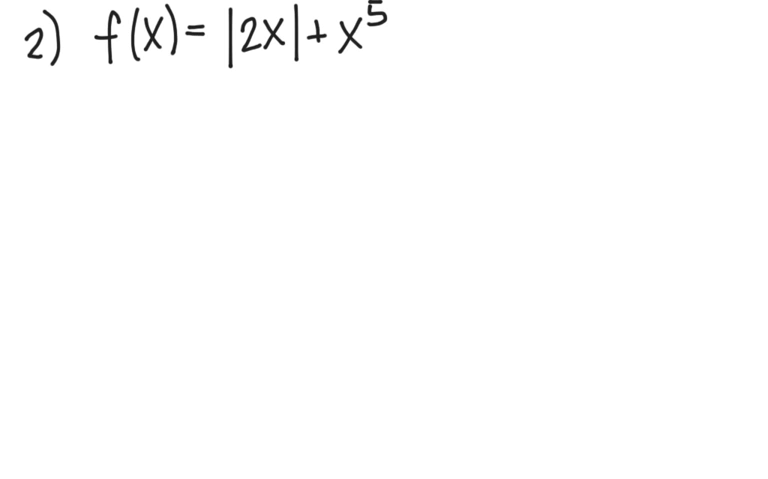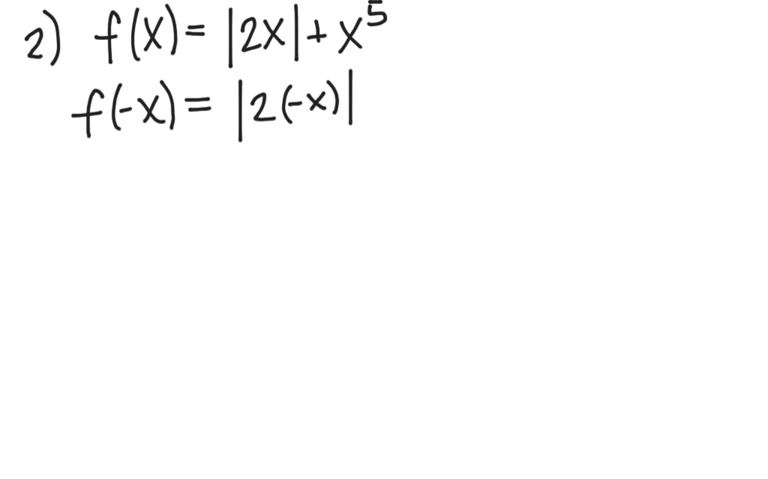Number 2, f of x equals the absolute value of 2x plus x to the 5th. So we begin the same way. We're going to input a negative x value and then compare our result with the original. So that would be the absolute value of 2 times negative x plus negative x raised to the 5th power.